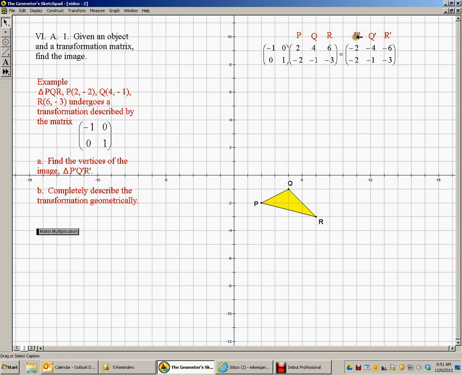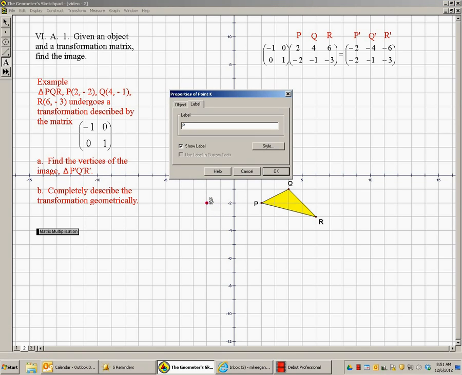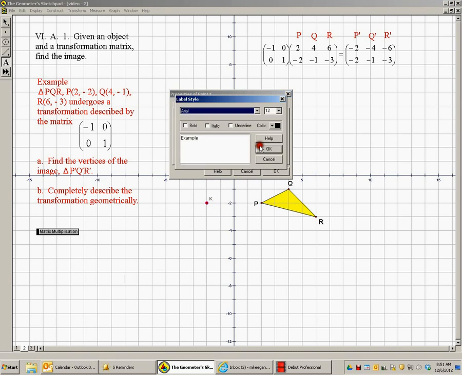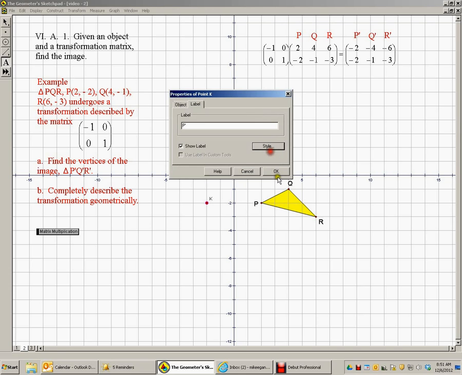And then the resulting columns represent the images of the 3 points. After the multiplication, the first column is -2, -2, and hence that's the coordinates of P prime, the image of P. I'm going to go ahead and plot that. So -2, -2 is P prime, and let me label that. So this is P prime, that's the image. Make it bigger so we can see it.